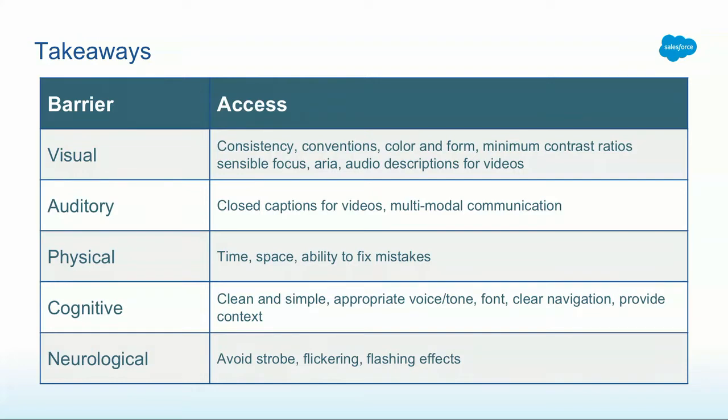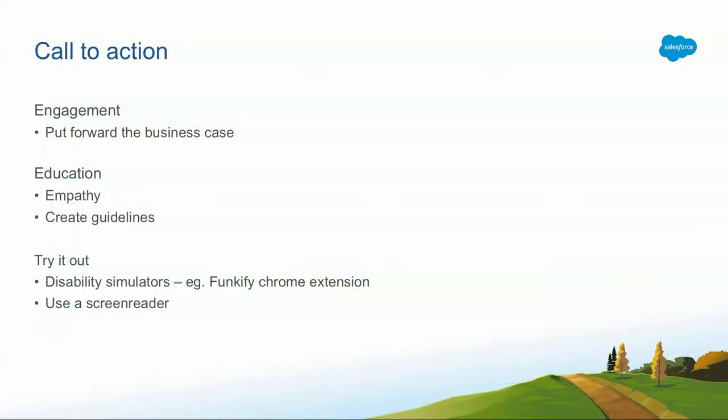This is a slide that you might want to take a picture of. I'm not going to read through the table, but these are the things that we need to take into account. So consider this a call to action. If you want to bring accessibility home in your organization, then you need to get engagement, put forward the business case. Education plays a very key role. Make sure that you are encouraging empathy, make sure that your users know the nature of the problems that they're trying to solve, and put in guidelines to help your developers and your testers spot problems with accessibility.